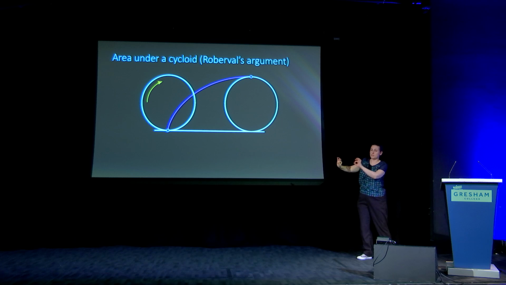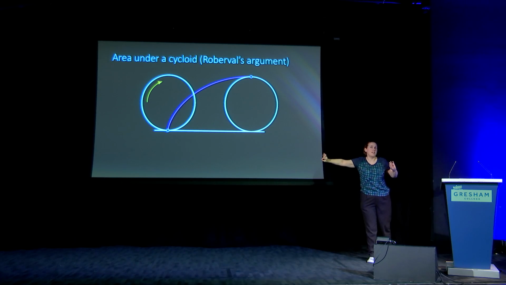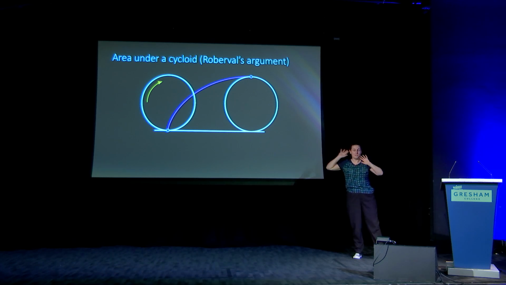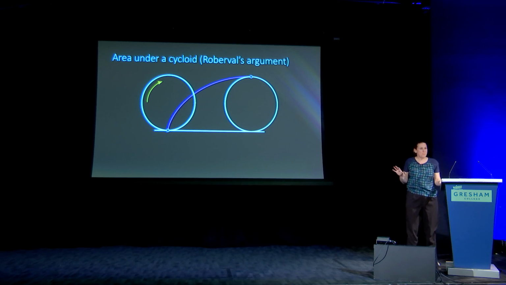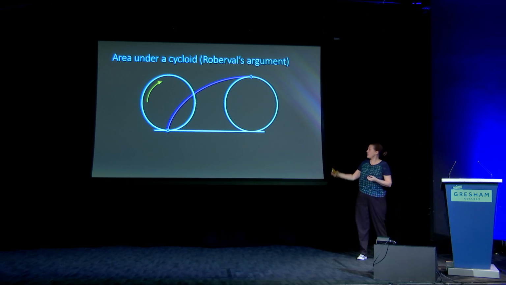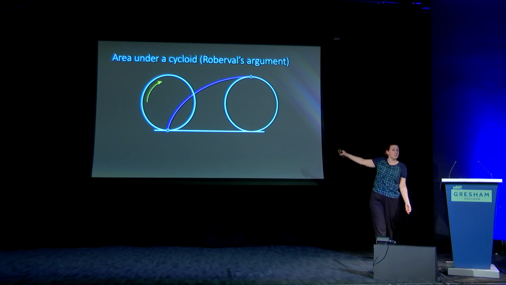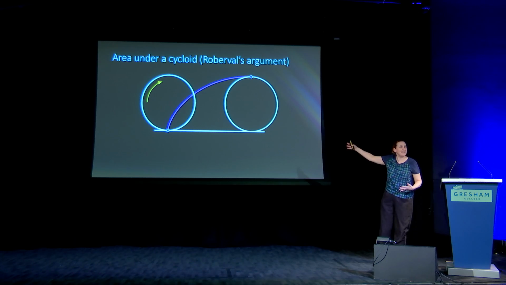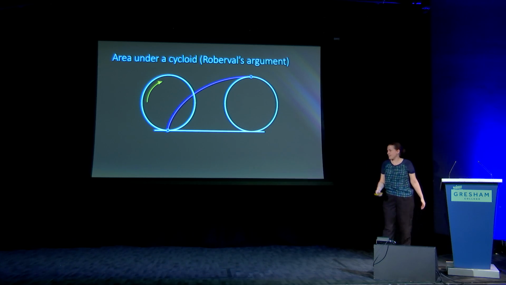And how far has the circle travelled? It's travelled half the circumference, so it's half of 2 pi r, so it's travelled a distance of pi r. So just remember that for later. So what Roberval did, it's quite ingenious, he took half the cycloid arch, and of course if you know the area under that, you can double it and find the total area.